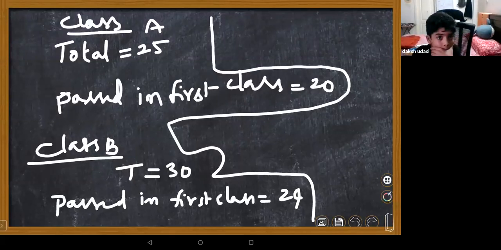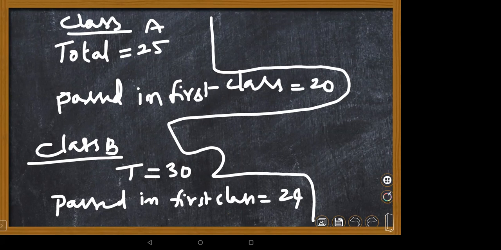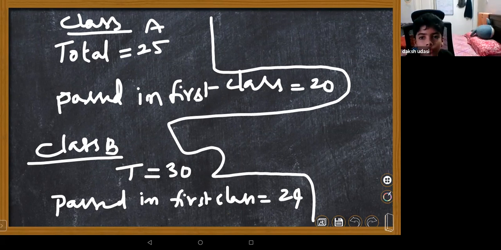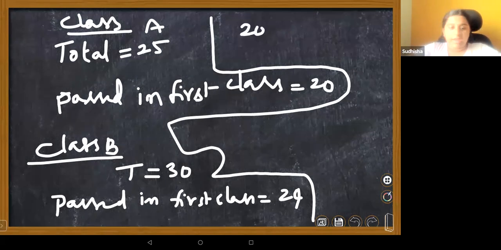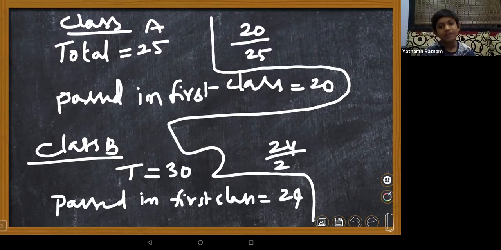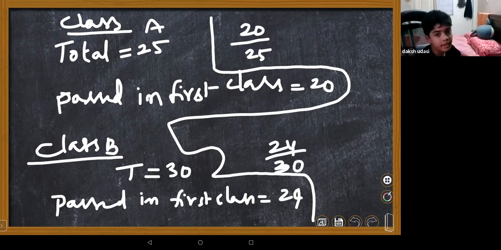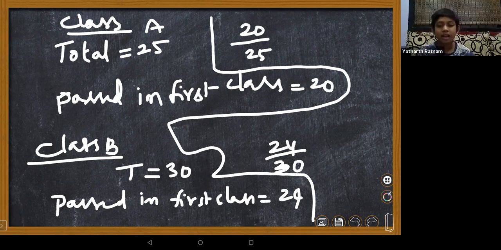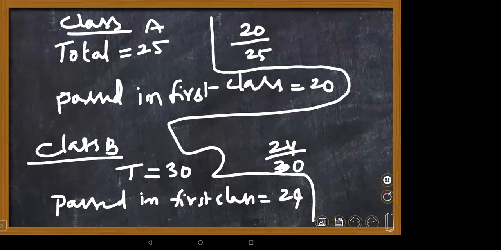More people pass. Which class has the most pass percentage in first class? Class A: 20 by 25. And here, 24 by 30. Six students did not pass here, and five students did not pass in class A. Also, in class A the denominator is less. You need to compare here.